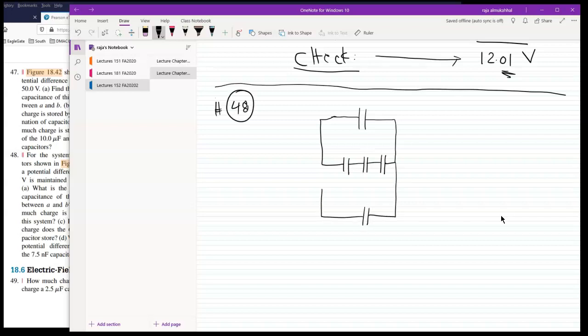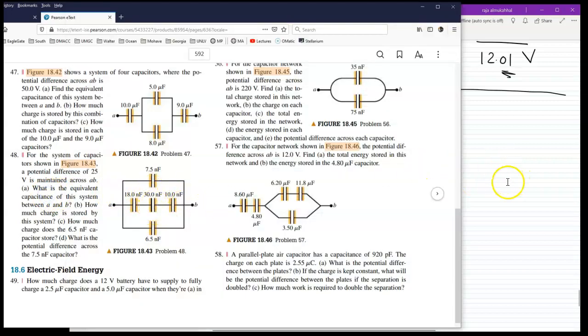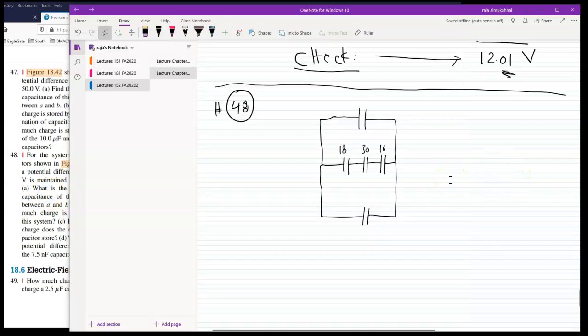Just like that, okay? And this one is 18, 30, and 10. Again, the units are micro, nano. I don't want to write nanofarad, it will clutter the place. So I'm just going to write down the numbers. Is that okay? I'm trying to erase that thing. It says 10 here. Okay. Then this one is 6.5 nanofarad, and then this one is 7.5 nanofarad.